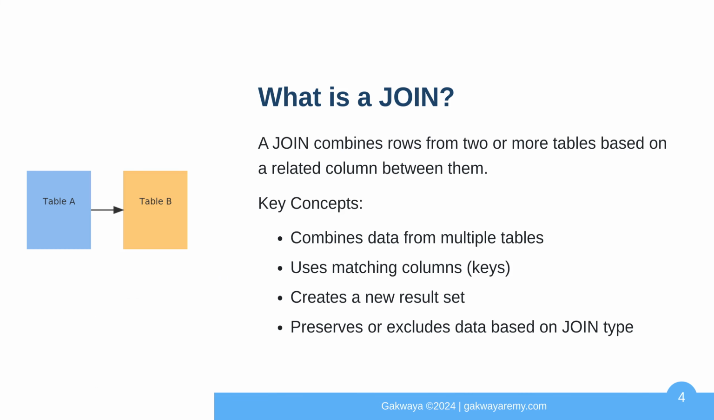Before diving into specific join types, let's understand what a join actually does. Think of it like combining two spreadsheets based on a common column. For example, if you have a table of customers and a table of orders, you might join them using a customer ID to see all orders for each customer. This fundamental operation allows us to work with normalized databases effectively.